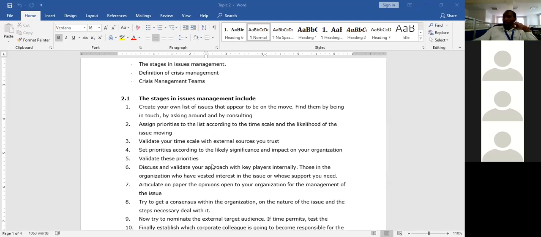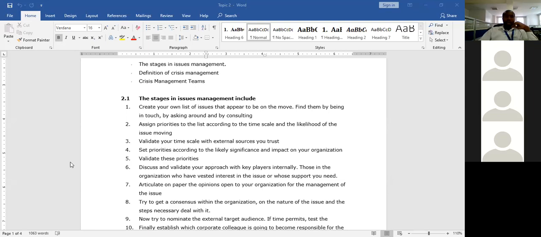Let's say, for example, issue number one is fire. Issue number two, employees' payment. Number three, poor working environment. Number four, sanitation. Number five. That is a list of issues that appear to be on the move.